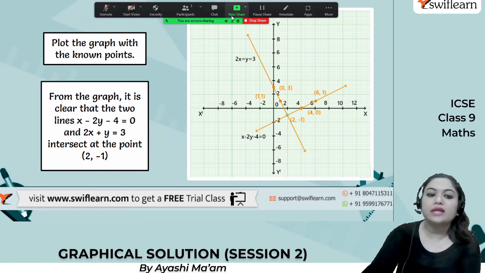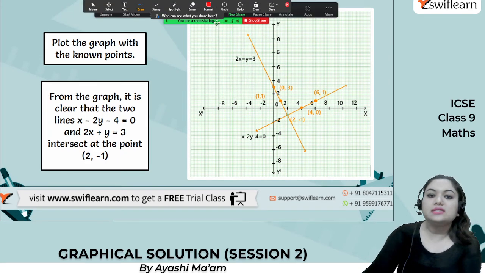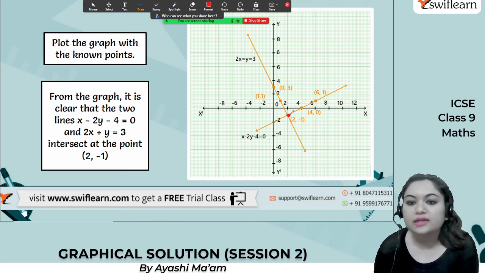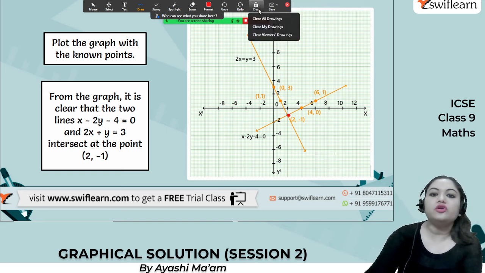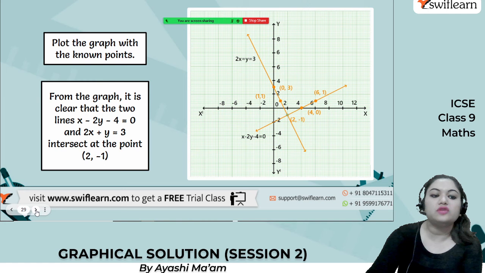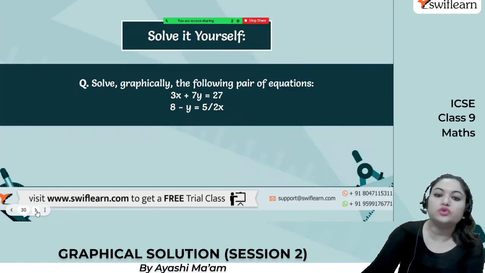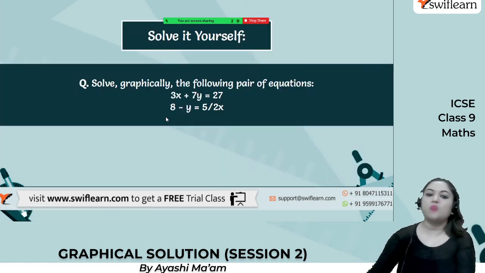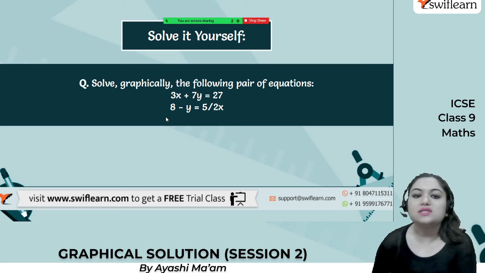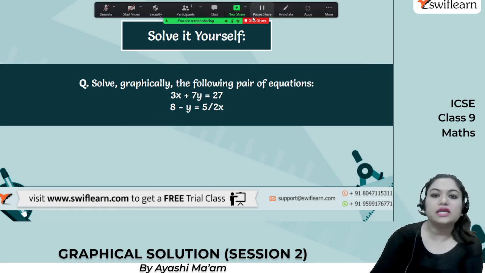They have got two straight lines, and you can see the intersecting point over here, that is 2 comma minus 1. Therefore this is the solution of the system of the linear equation. That means x is equal to 2 and y is equal to minus 1. Okay, now we have a solve it yourself. So let's try it. Two equations are given to you.